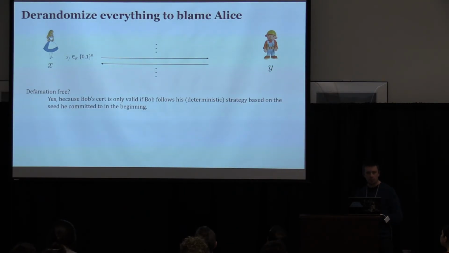This is a defamation-free protocol. Intuitively, the reason is that Bob's certificate basically binds Bob to behaving honestly. Because Bob is deterministic, and he committed to his randomness in the very beginning, as part of the certificate of cheating he has to open this randomness. The verifier will see whether every one of Bob's messages was consistent with Bob's randomness, and it only accepts the certificate if, in fact, it was. So that's the whole thing.